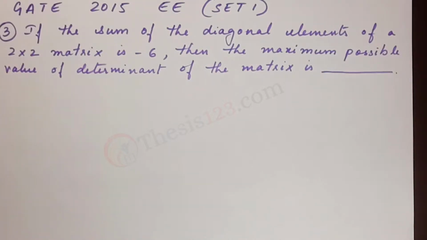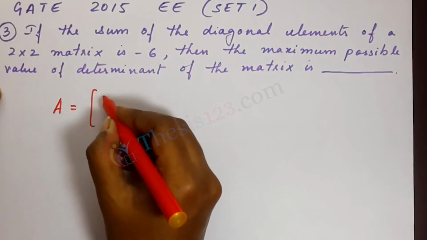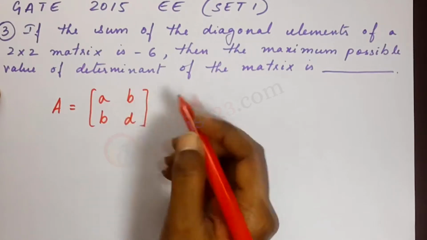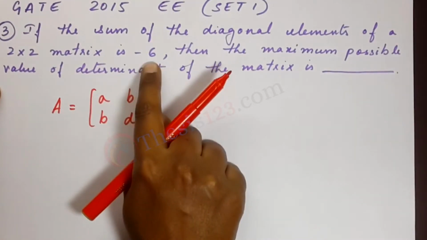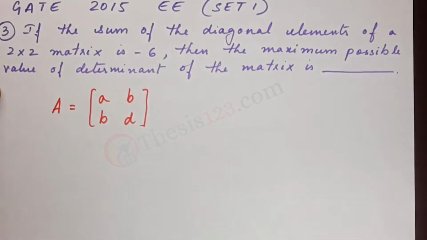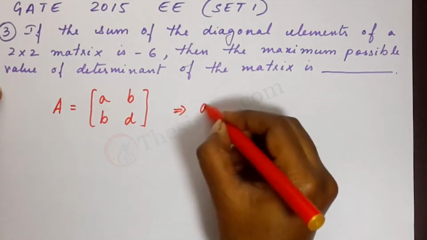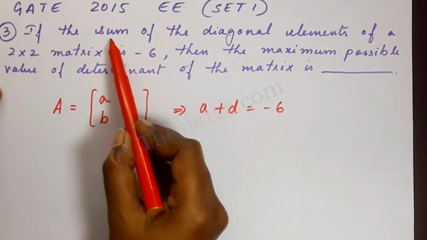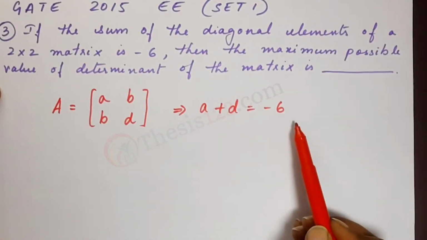So that's going to be our first step, to formulate a matrix that's 2 by 2 in size. So let's take it as A equals [A, B; B, D]. Now the reason I've taken B and B is because the diagonal elements sum up to minus 6, which means that the remaining elements can be anything at all. So what we have here is now A plus D equals minus 6. That's because it says sum of the diagonal elements. So that's A plus D equals minus 6.